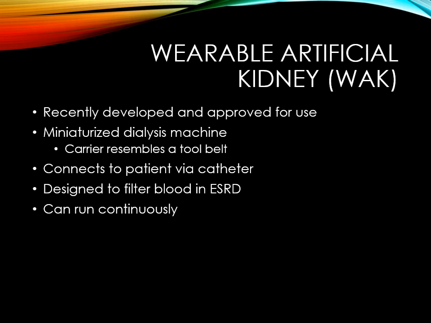The wearable artificial kidney, or the WAK, has recently been developed and is approved for use to improve the quality of life of the end-stage renal disease patient. The WAK is a miniaturized dialysis machine that can be worn on the body. The carrier resembles a tool belt. The device connects to a patient via a catheter. Like a conventional dialysis machine, it is designed to filter the blood of end-stage renal disease patients. Unlike current portable or stationary dialysis machines, it can run continuously on batteries and is not plugged in to an electrical outlet or attached to a water pipe. The present version weighs about 10 pounds, but future modifications can make it lighter and more streamlined.